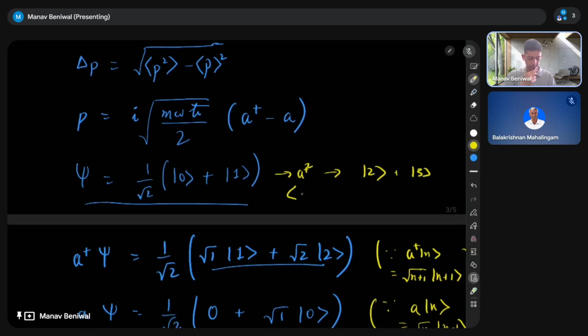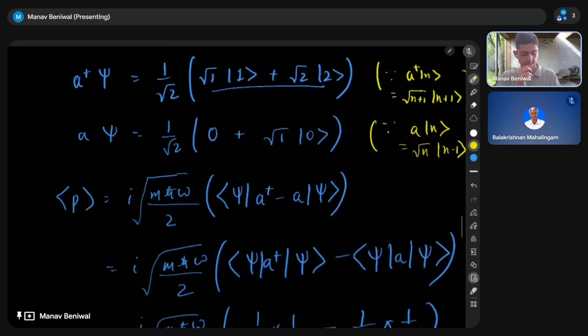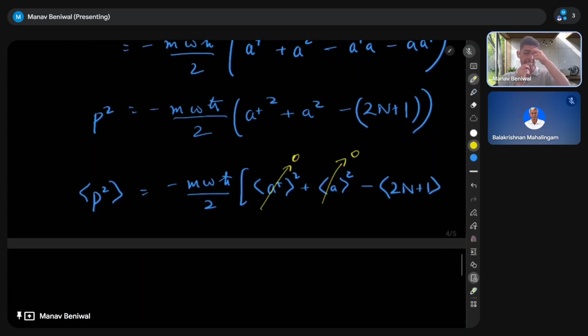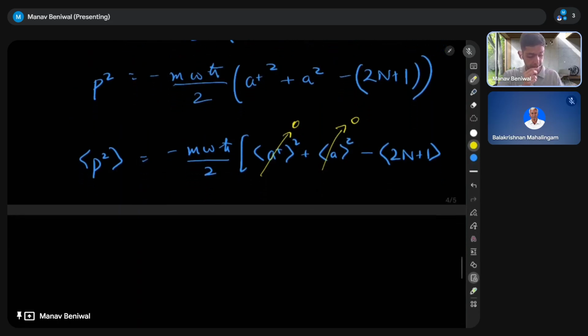And if we then take the bra of psi and do this, you can see here on the right side we have 2, 3, but on the left side we have 0 and 1. And because of the orthogonality, we will get 0. Similarly, for the lowering operator, we get 0. And finally, for the expectation value of p squared, this minus minus now becomes plus. What we are left with is the expectation value of 2n plus 1.